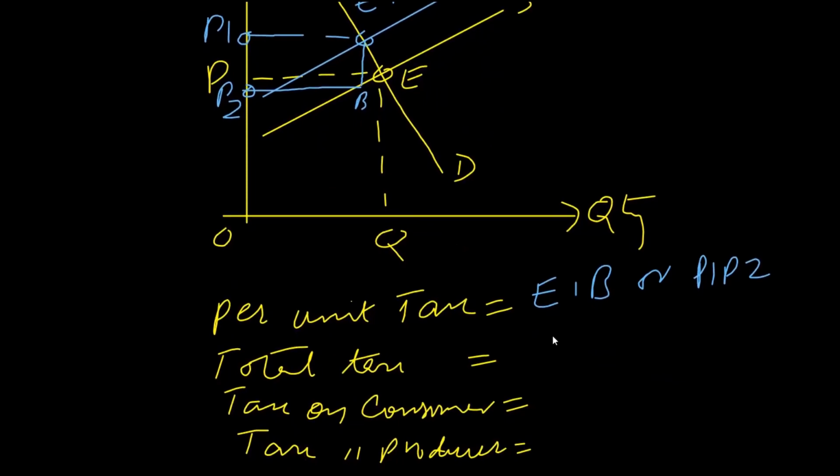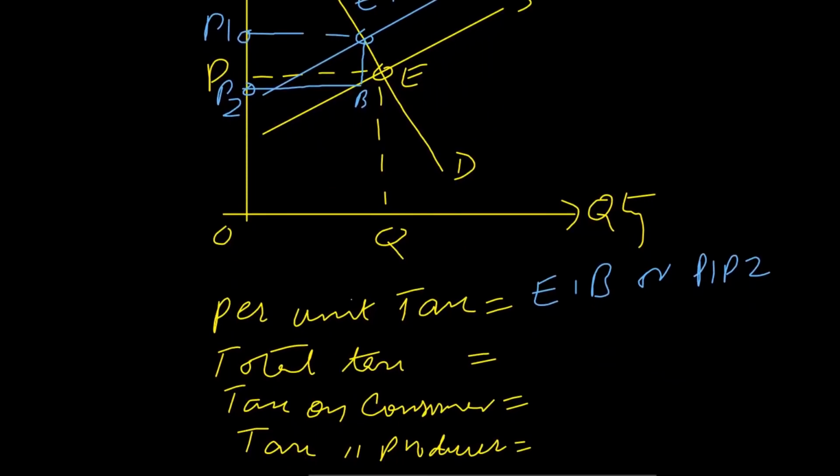And now we have to find out the total amount of tax. To find the total amount of tax, we multiply height and base. So height is E1A, and the base is P2B. If we multiply these values, we get the area of this rectangle. So P1, E1, B and P2 is the total amount of tax.